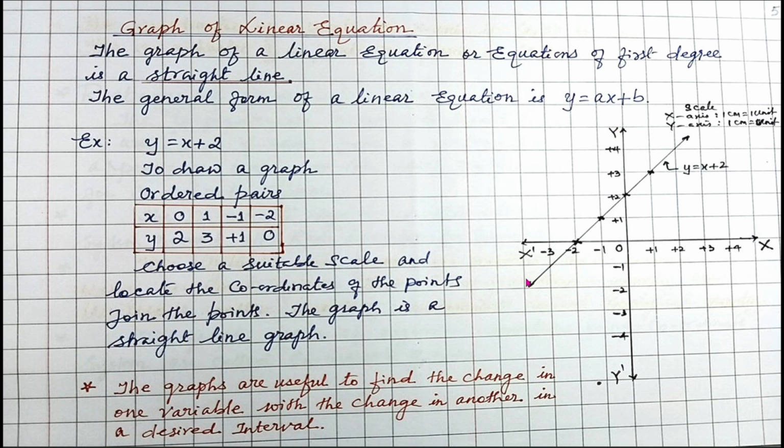Now locate the points. x is 0, y is equal to 2. Put a cross or dot there. Then x is equal to 1, y is equal to 3. Put a dot there. x is equal to minus 1, y is plus 1. Put a dot there. x is equal to minus 2 and y is 0. Put a dot there. So join these dots which we have located in the coordinate plane. We get a straight line graph. Therefore, the graph of a linear equation is a straight line graph.